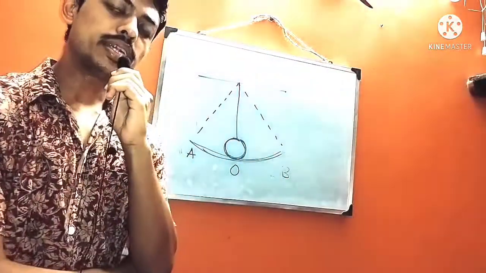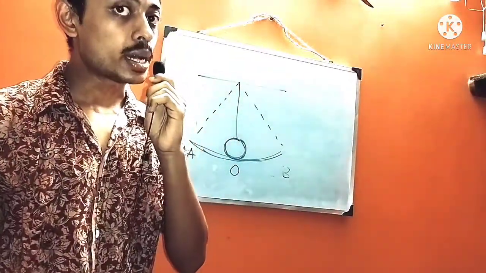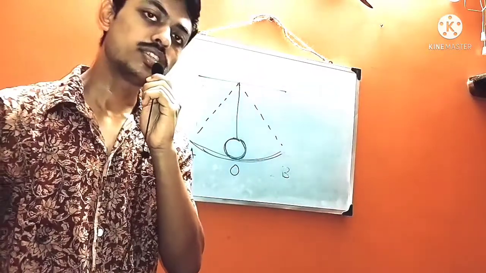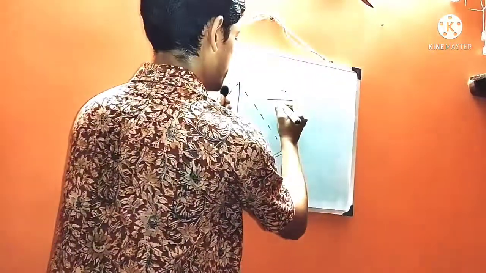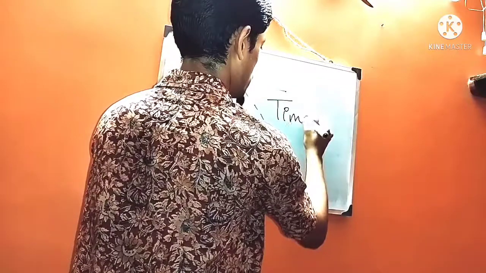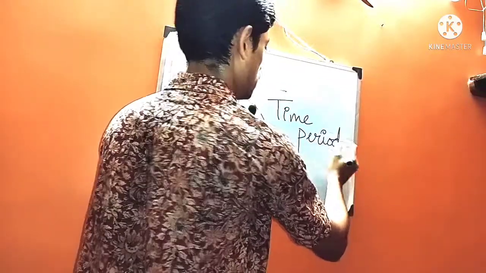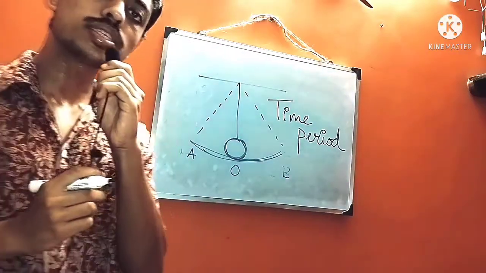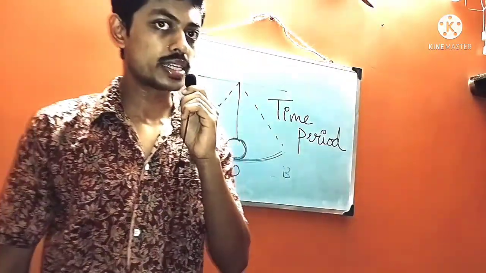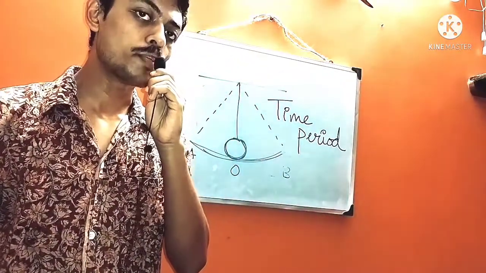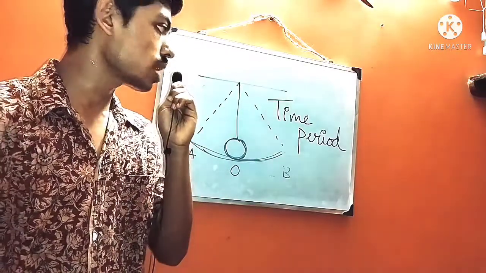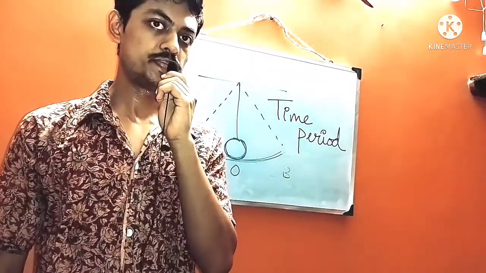And the time taken to complete one complete oscillation is known as time period. What is time period, students? It is the time taken to complete one complete oscillation.